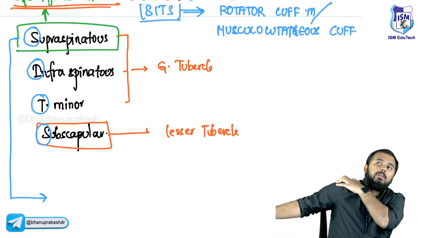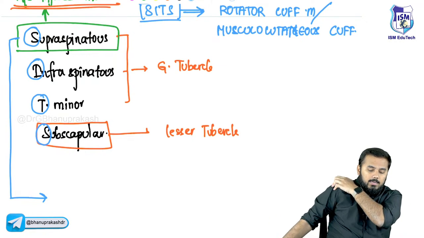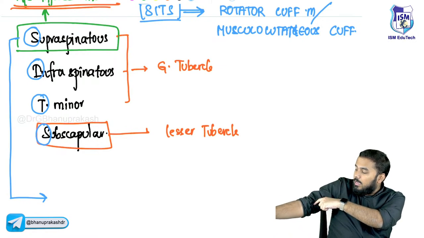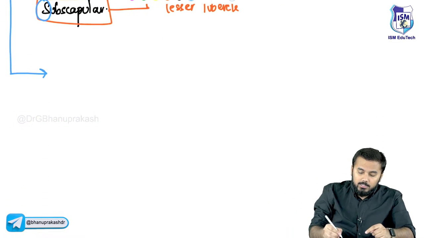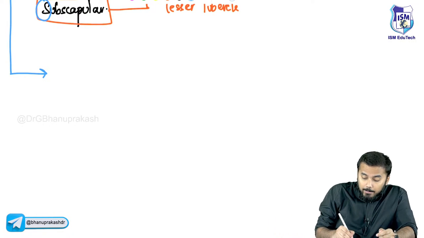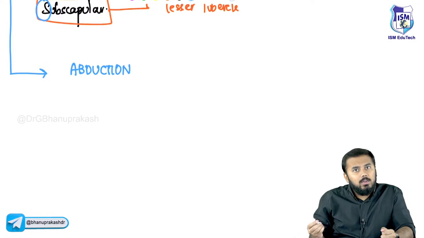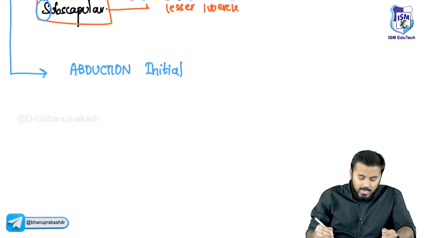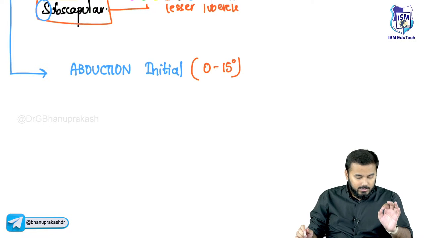Now, is my entire upper limb raised in this way? No, only raised to a certain extent. See, when I contract like this, my upper limb is raised only to a certain extent. What is that extent, from here to here, what will the angle be? 0 to 15 degrees. So the supraspinatus muscle is responsible for raising your arm, which is also called abduction. Complete abduction? No. Incomplete or initial abduction. What is the angle? 0 to 15 degrees. This is the important thing.